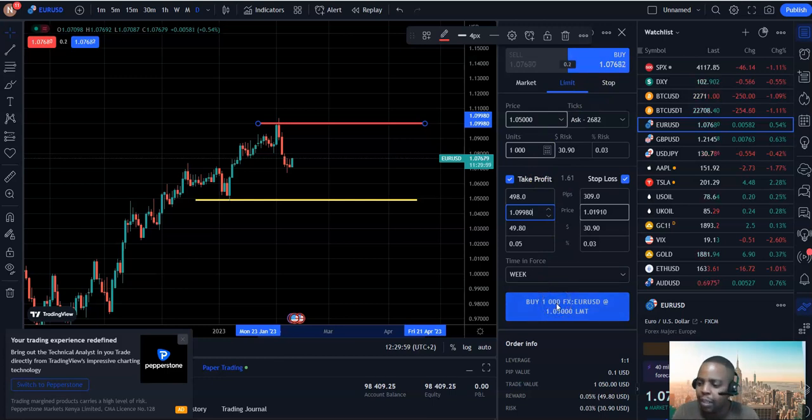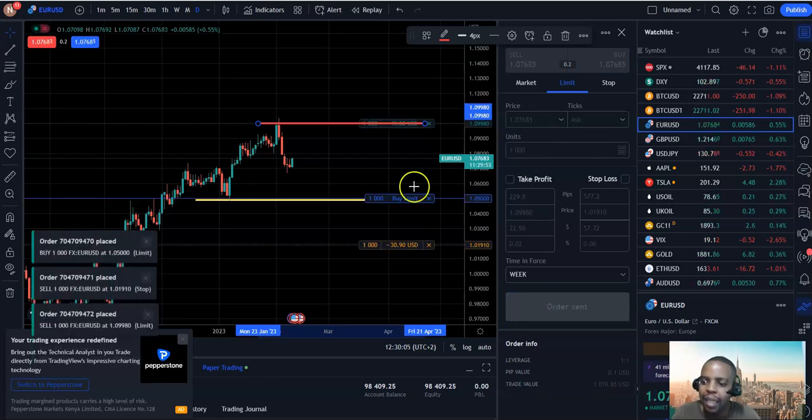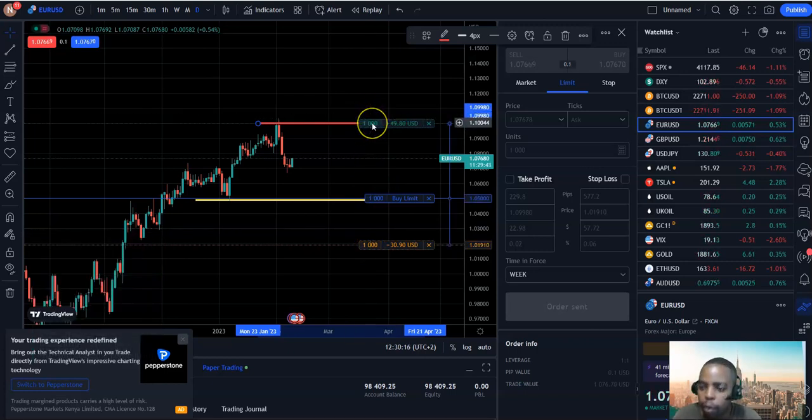Then you just simply say buy. Then you wait for the order. So it won't go in immediately. You see, this is where I'm going to buy. This is where I'm going to take profit. This is where it's going to stop loss. There is my take profit over there above. Simple. That is your limit order thus far.